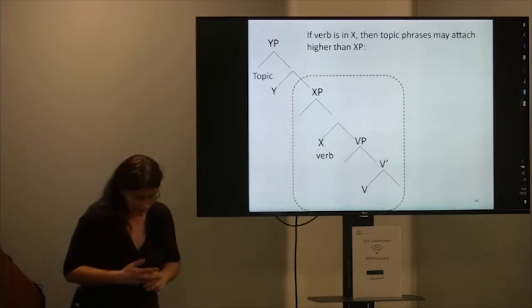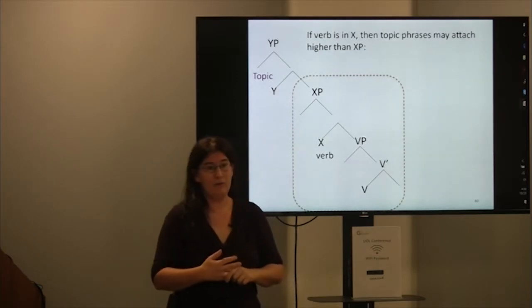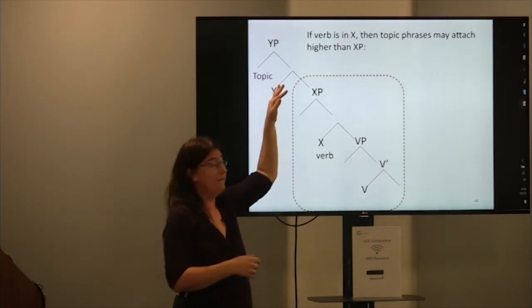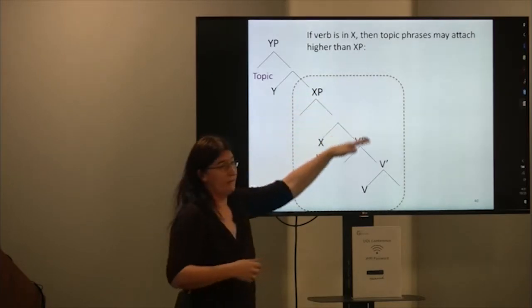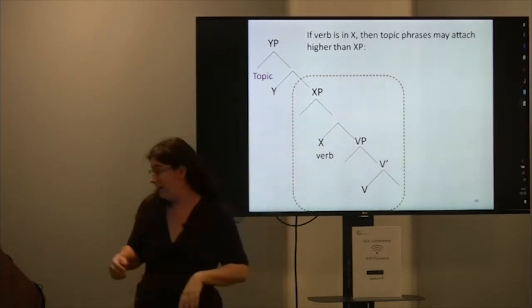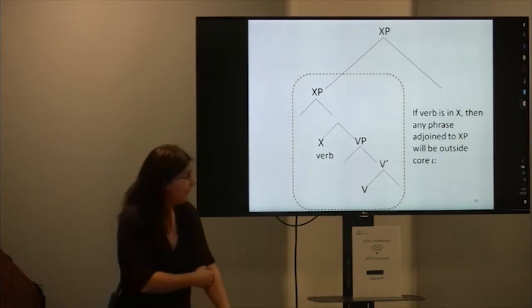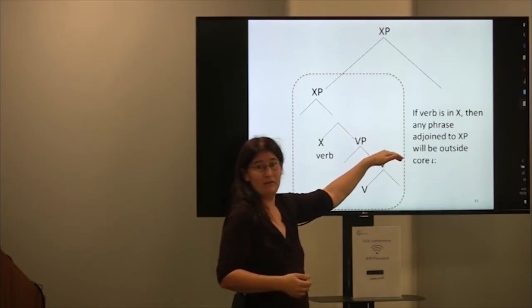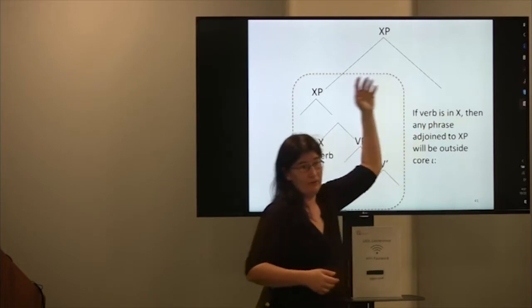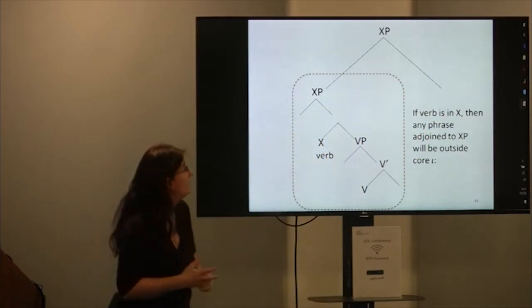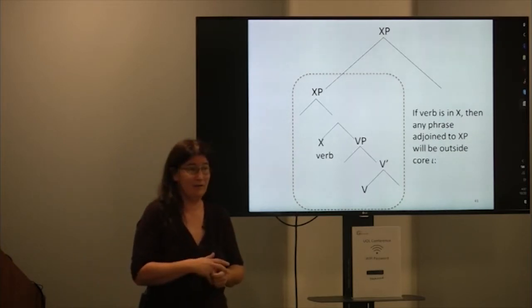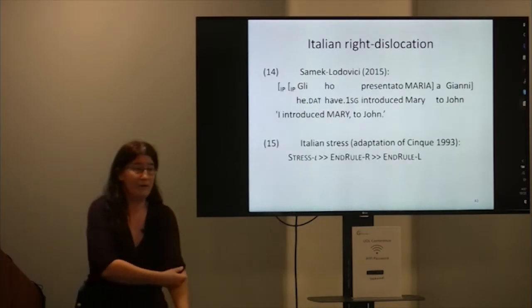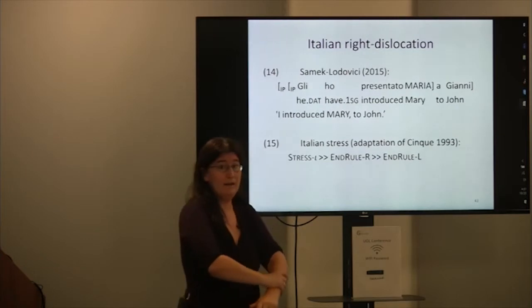Okay, now I also talked about topics in a left peripheral position, and what do topics do in a left peripheral case? Well, as I said, topics move higher than the verb does, so they fall outside the innermost intonational phrase on the left, and what happens on the right is exactly the same. If you have elements that are adjoined not to the VP this time, so not the position where the heavy NP shift would be, but the position that's higher in the tree on the right, then those things will automatically fall outside the intonational phrase, the core intonational phrase. And that's exactly what people have proposed for right dislocation in Romance languages, in particular in Italian.